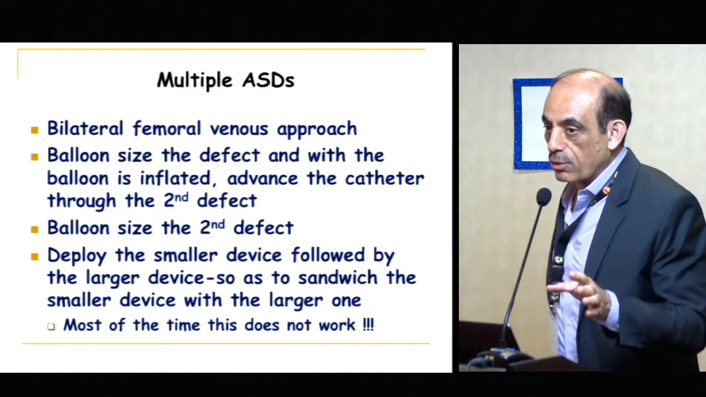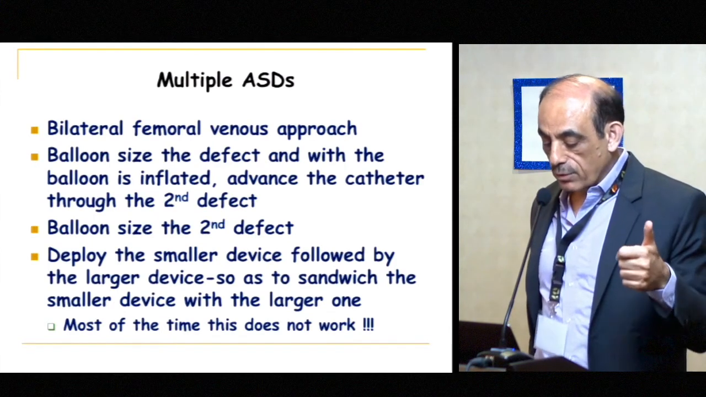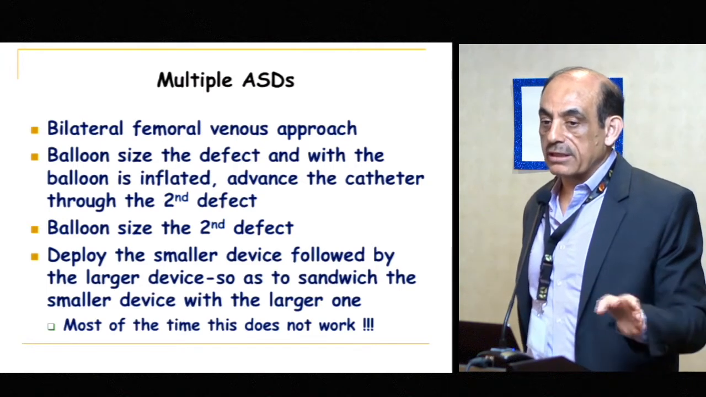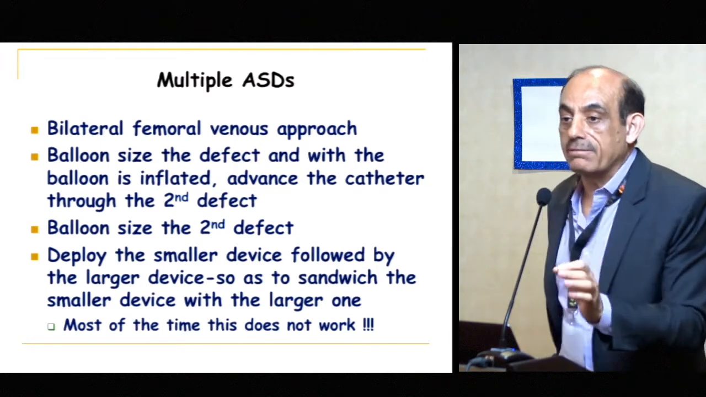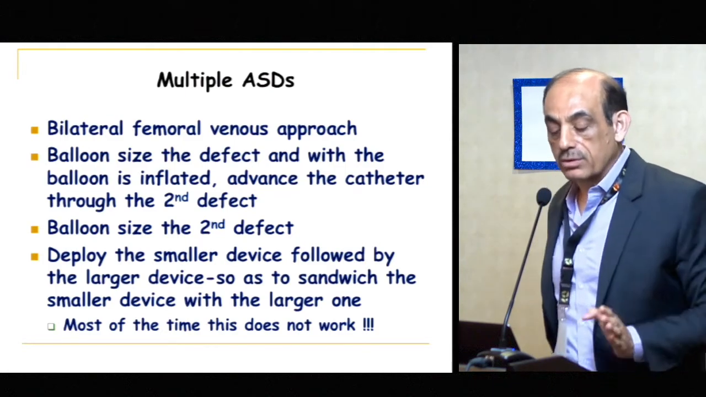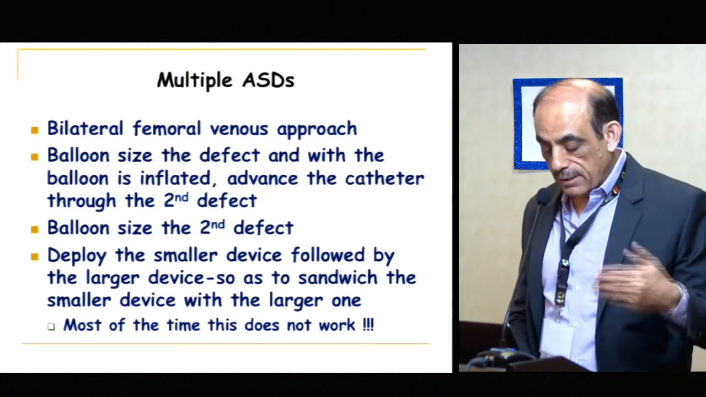But if you are going to approach it, always have a bilateral femoral venous approach, okay? Balloon size a defect, and when the balloon is inflated, go to the second defect. A lot of time you will have a harder time going through the second defect because the catheter angle is such that it loves to continue to go through the same defect.